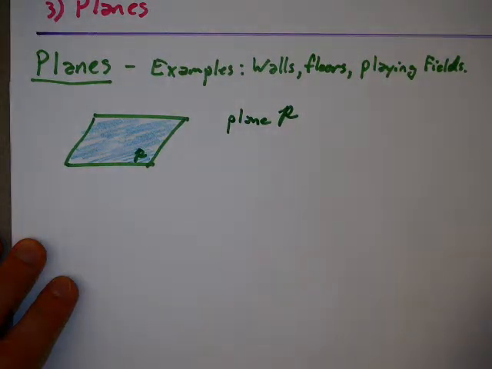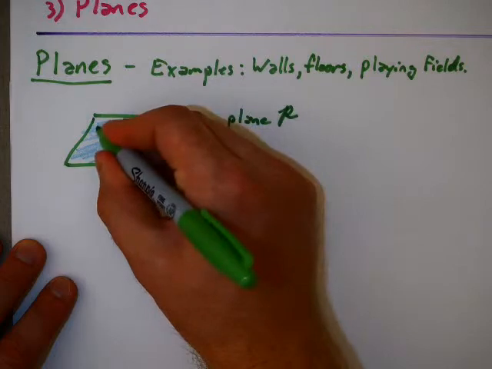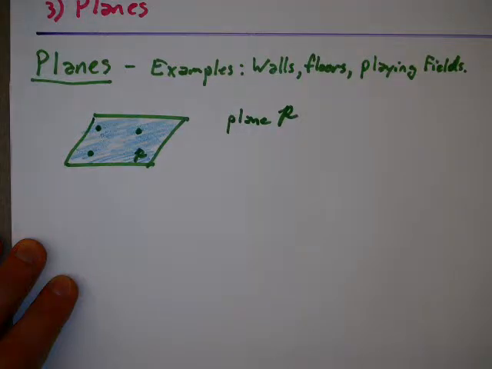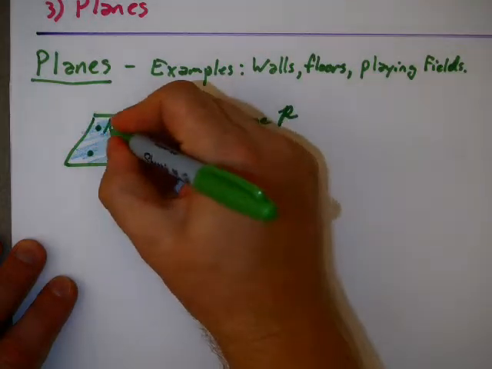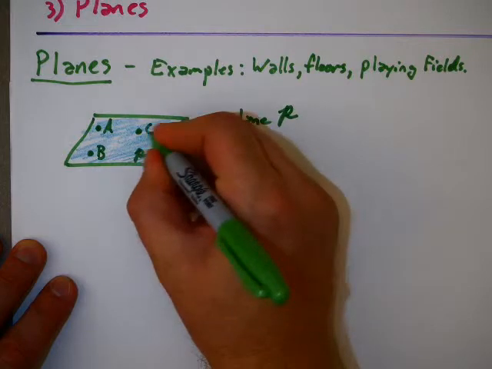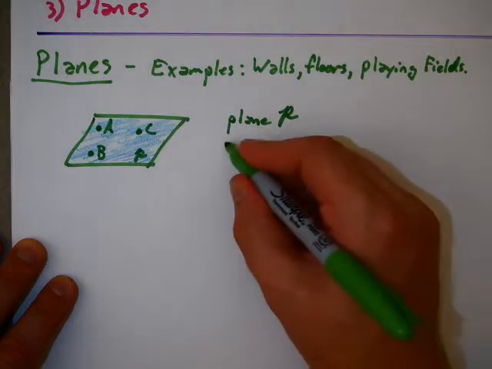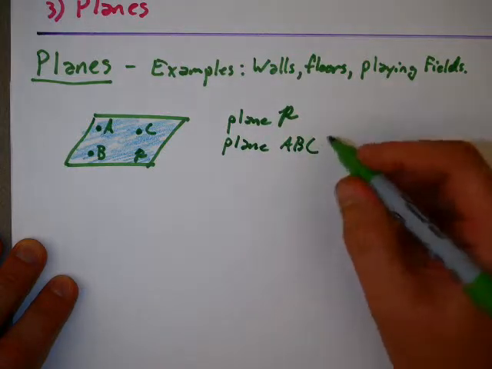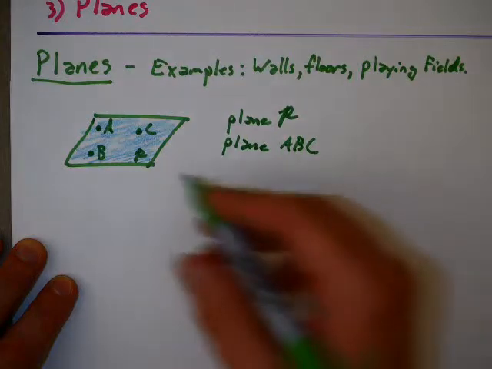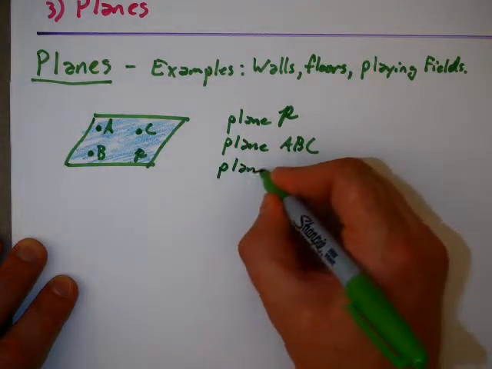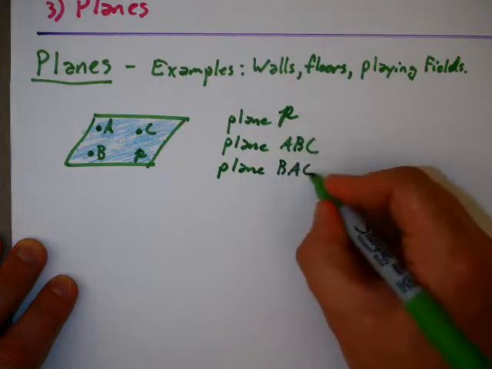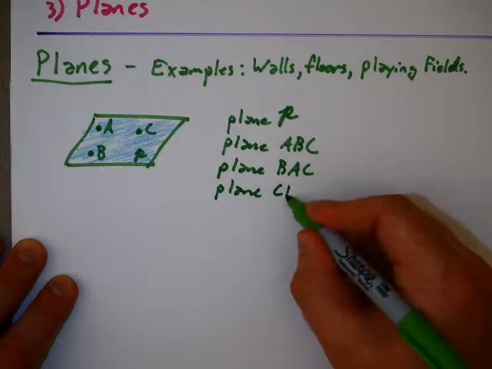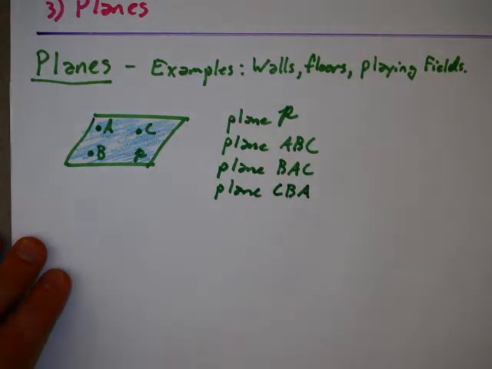The other way to do it is by points. They would have to give you at least three points, and they would label these in uppercase non-script letters, just regular capital letters. And you could call this either plane ABC or any combination of the three letters. So it could also be plane BAC, or plane CBA, or any combination of that.